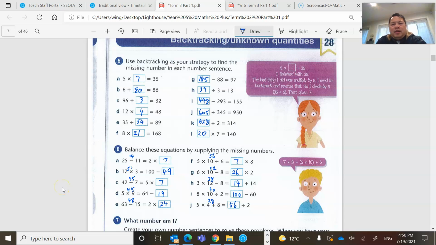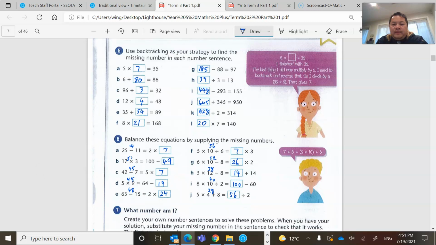Hi students, now let's carry on with our work for today. So I'm going to go through very quickly with you on backtracking as well as equations, the two exercises that we did yesterday. So these are the answers. Okay, like what I say, if it's too fast, do pause the video so that you can see the answer and mark accurately. Okay.